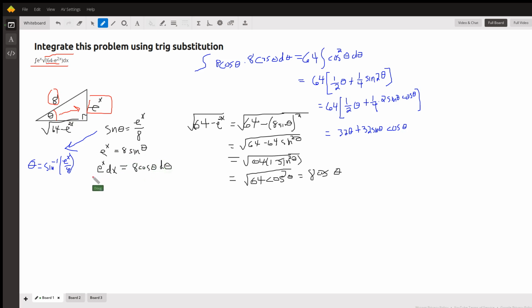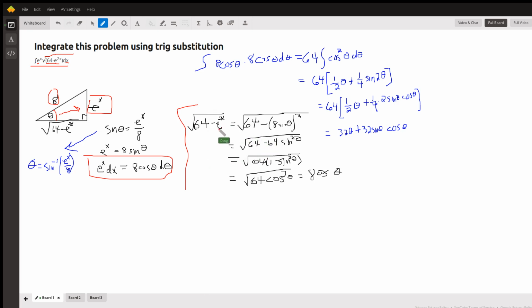Take the derivative of both sides, you get e to the x dx equals 8 cosine theta d theta. And that's what we're going to replace this e to the x dx with. And over here, let's see what the radical simplifies to. Do we actually get rid of the square root symbol?